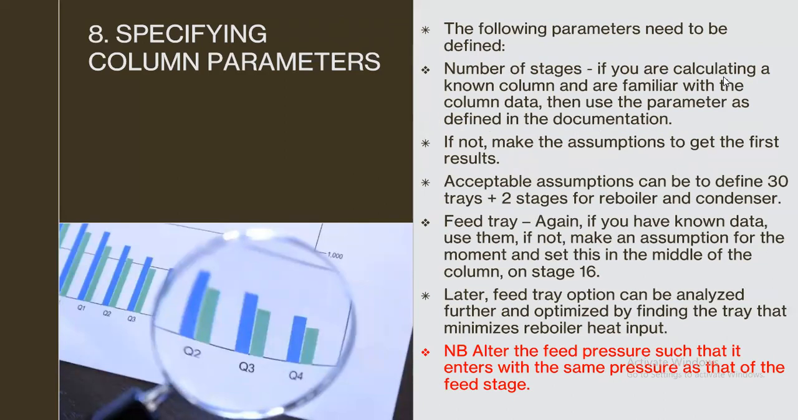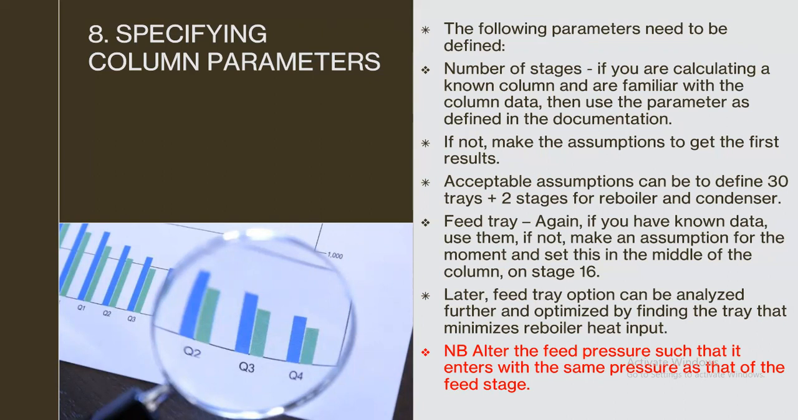Specifying column parameters. The following parameters need to be defined. That is the number of stages. If you are calculating a non-column and are familiar with the column data, then use the parameter as defined in the documentation. But at the design stage, most of the time, we do not have such information of number of stages. So if not, make the assumption to get the first results. How do we make such an assumption?